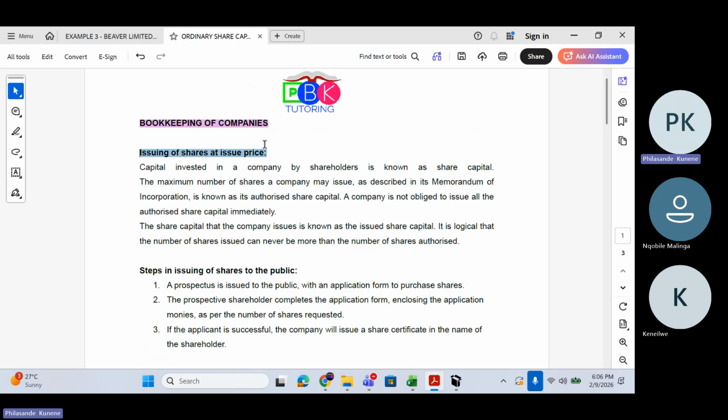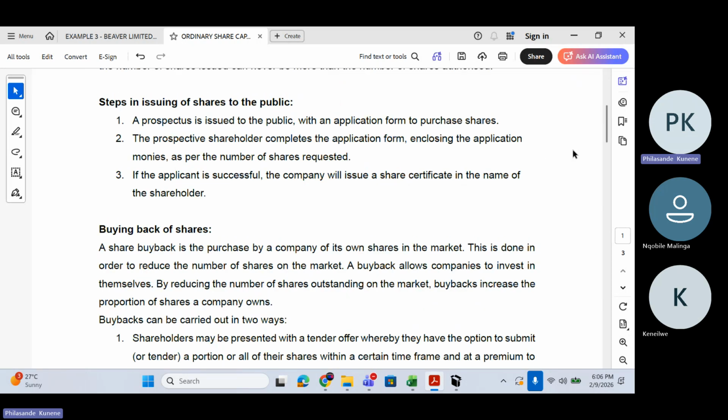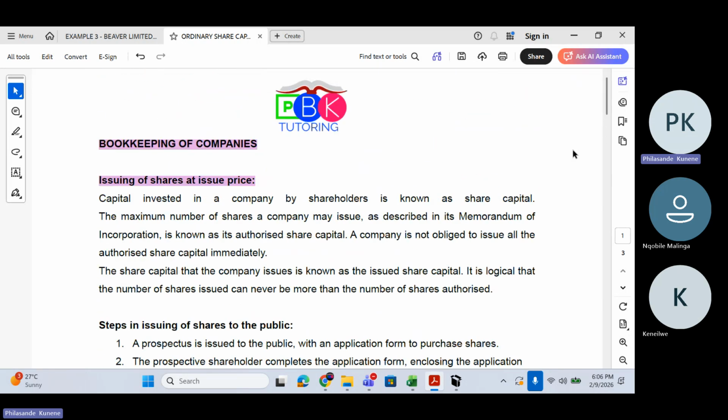The first thing we're going to talk about is the issuing of shares at an issue price. What is an issuing of shares? For me, I can say we're just selling shares. The terminology we use is issuing shares, yes, but this is like a sale of shares. We're selling shares to those shareholders. They're buying shares in the company and they will give us money, and then we give them a portion of the company's shares. That's how we raise capital.